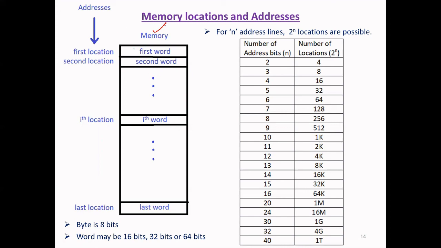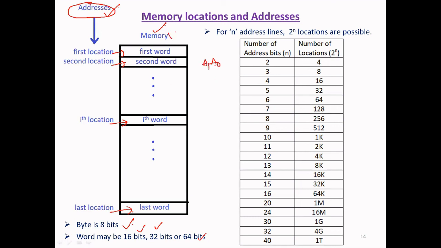Anyway, to read the instruction, some address is required. See, in the first location the first word is stored, in the second location the second word is stored, like that. In the ith location the ith word is stored, and in the last location the last word. This word may be 8 bits, it may be a byte. The word may be 16 bits, 32 bits, or 64 bits sometimes.